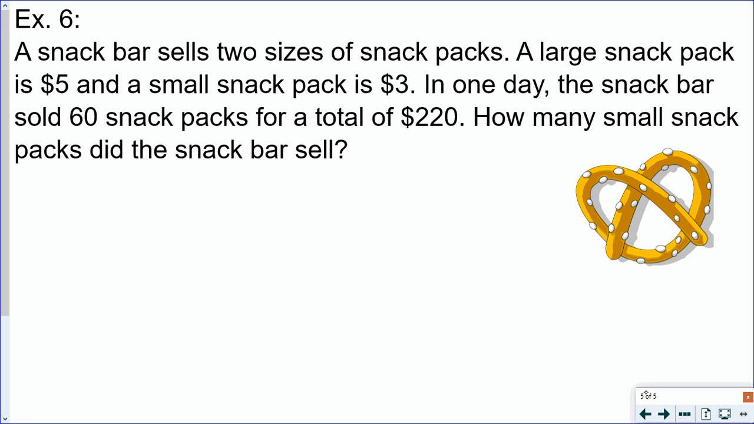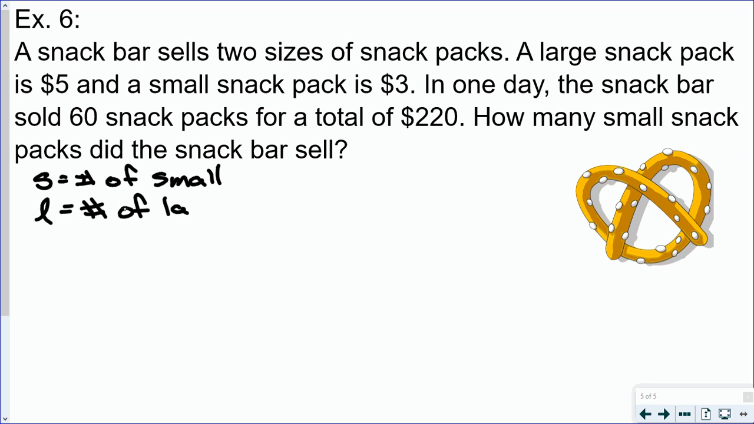So the topic here is systems of equations. So that means we've got two equations, at least two here. All right. So first of all, the variables. So the variables here are S for number of small snack packs, and I'll say L. And the reason we use a cursive L in algebra is so that it doesn't look like a 1. L is the number of large snack packs. So there's two sizes, large and small.